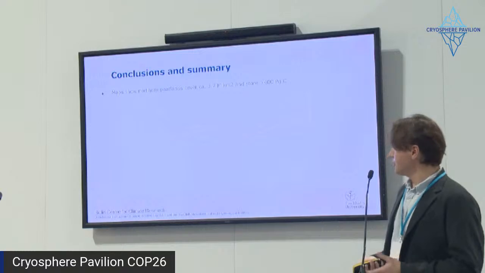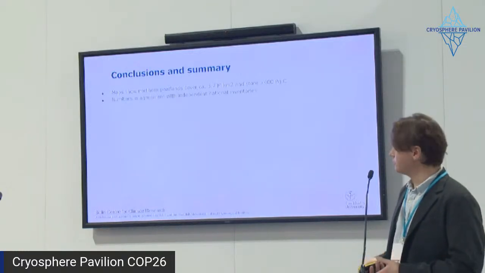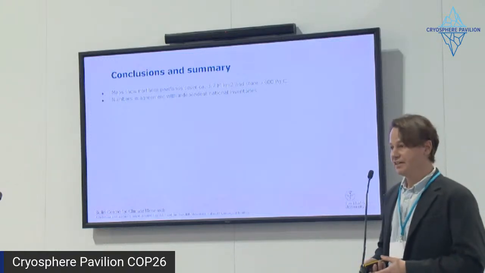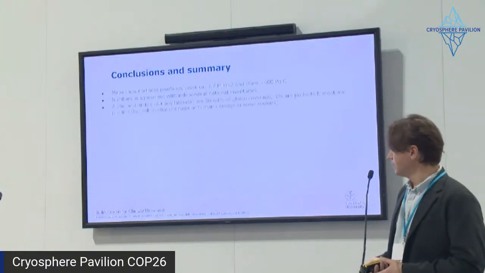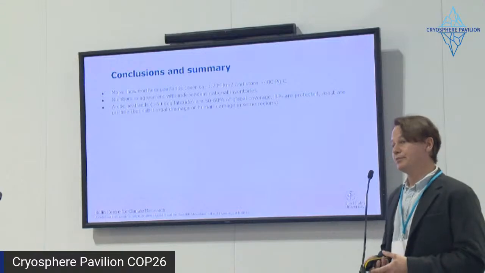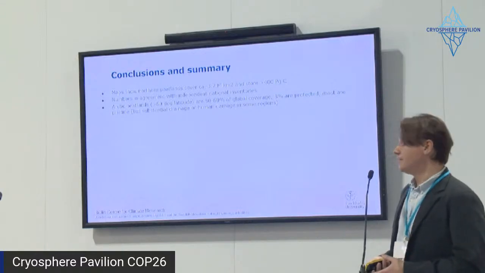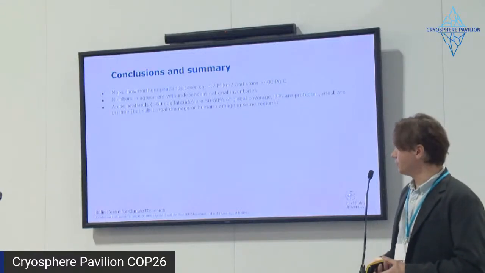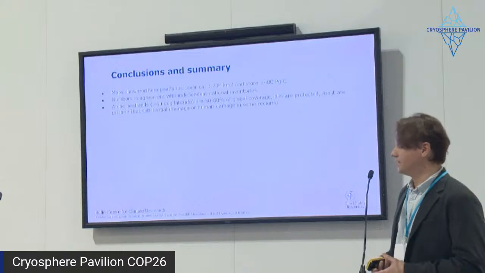So our maps show that peatlands cover 3.7 million square kilometers and store more than 400 petagrams of carbon. Numbers are in agreement with the independent national inventories, which is really good. We find that Arctic peatlands are about 50 to 60% of the global coverage of peatlands. 8% of them are protected, and most are pristine, but there are also areas with substantial drainage or human damage in some regions, especially in Russia and Scandinavia.